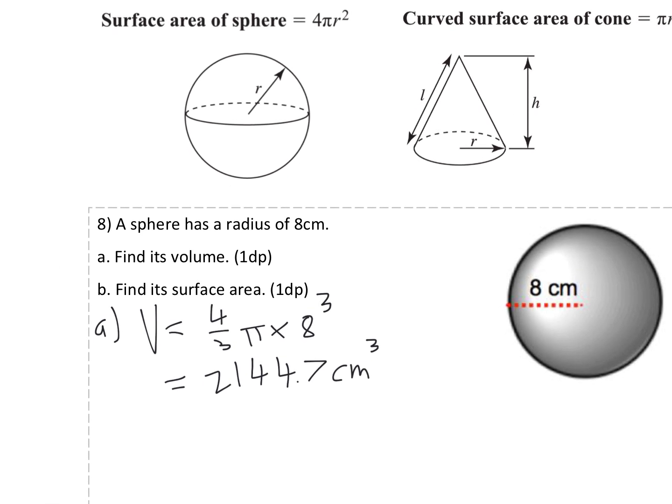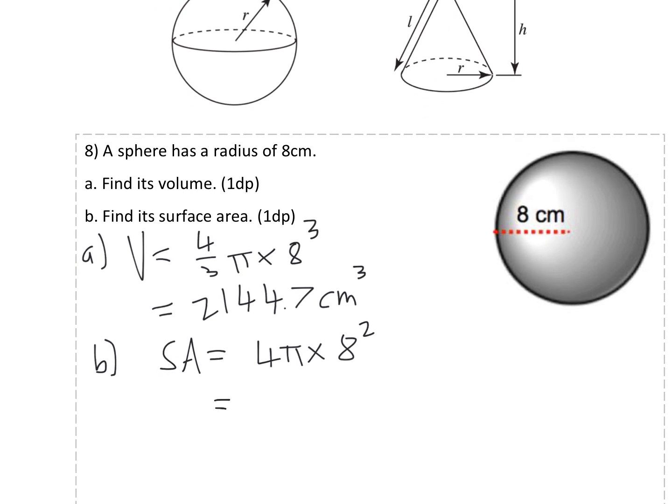For surface area, it's only one surface on a sphere. It's all curved, and the formula for that is 4 pi r squared. 4 times pi times the radius squared. The radius is 8, so 4 pi times 8 squared. Again, just put that into your calculator. That'll give you an answer in terms of pi. You hit the SD button and it'll tell you it's 804.2 to one decimal place. That is an area, so that'll be centimetres squared.